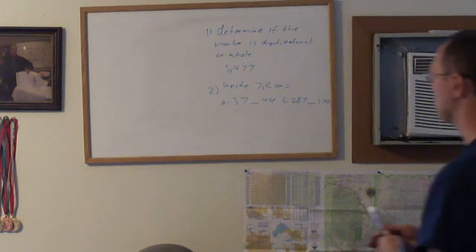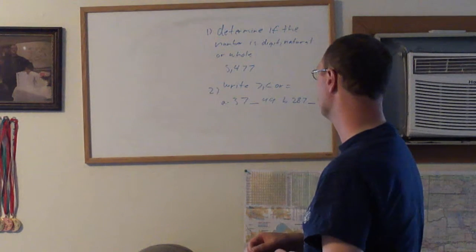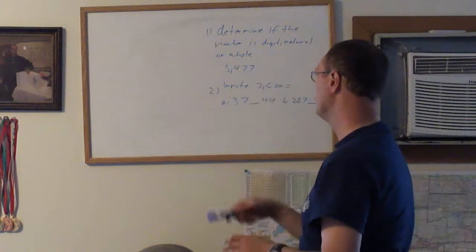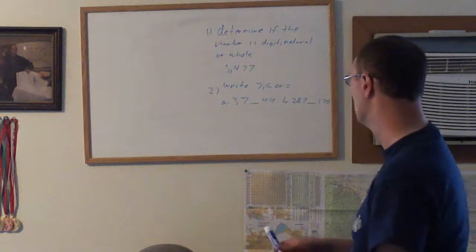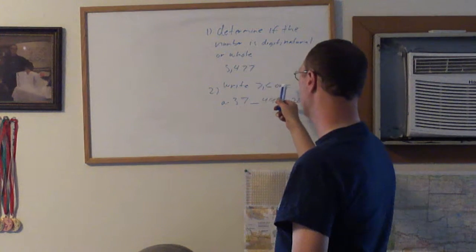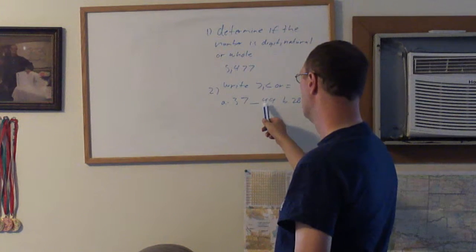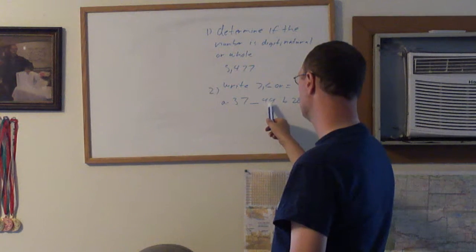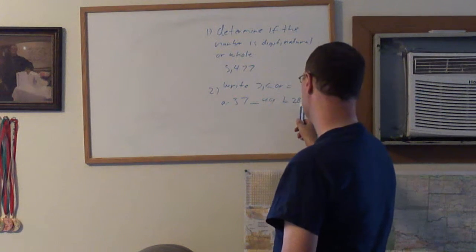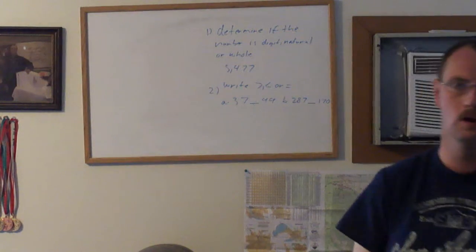Alright, number one, determine if the number is a digit, natural number, or whole number. And this is the number 3,477. And number two, A and B, write greater than, less than, or equal. A, 37 and 249. And B, 278 and 170. That is the quiz for today.